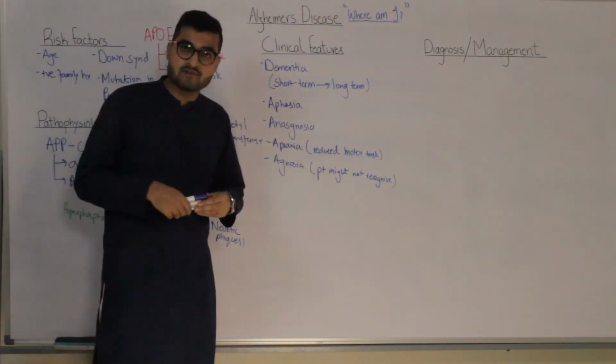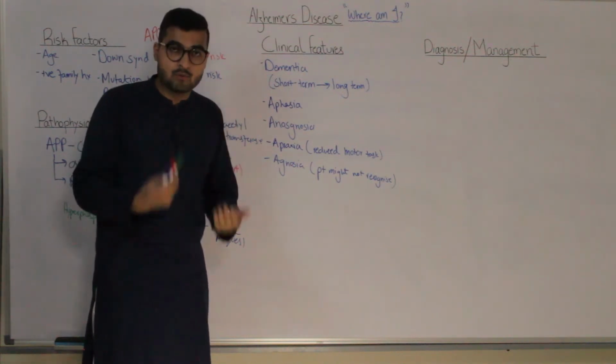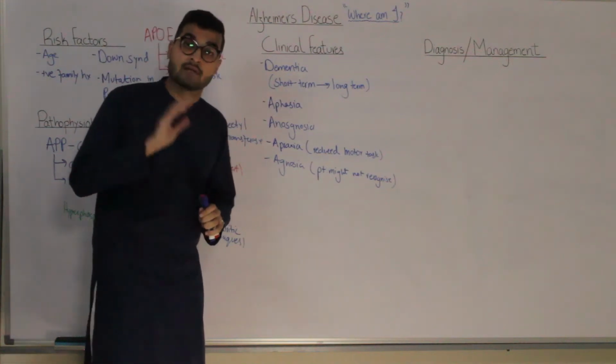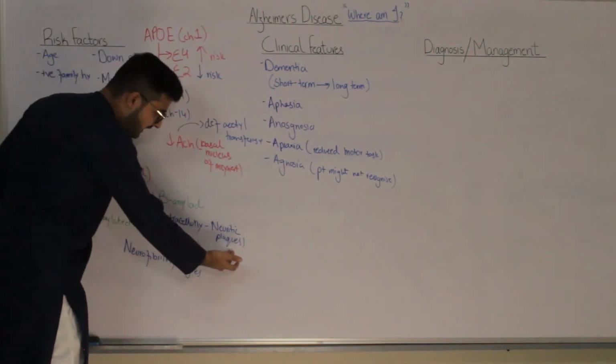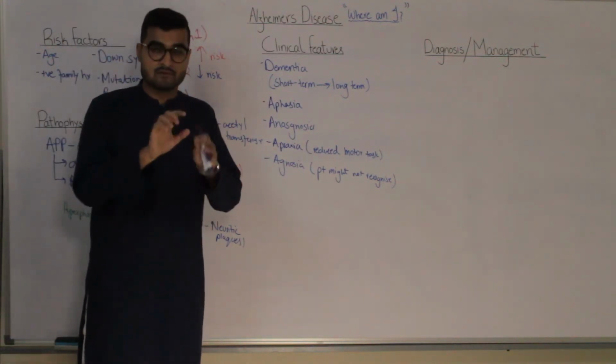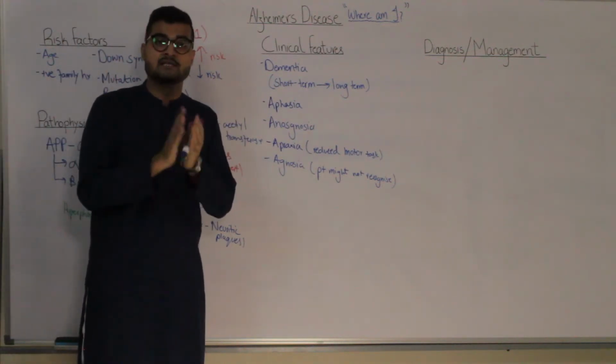Now, when a patient comes to you with Alzheimer's disease, and if you were to look at their brain, what changes would you see inside their brain? So inside their brain, you would find neuritic plaques and neurofibrillary tangles, if you were to see under the histopathology slides.